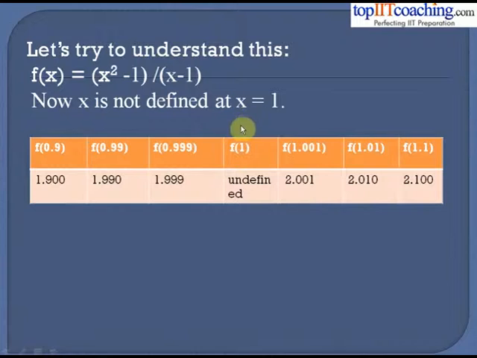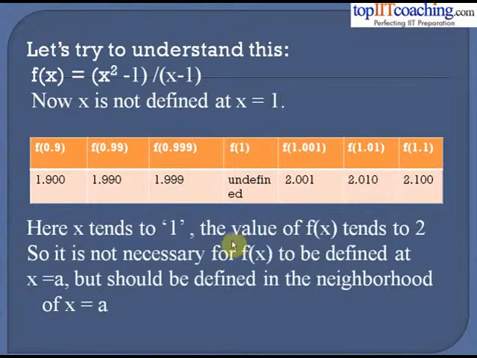So we see that the values of f(x) tend to 2 when x tends to 1. It is not necessary for f(x) to be defined at x equal to a, but it should be defined in the neighborhood of x equal to a. We have seen that at x equal to 1, this function is not defined, but in the neighborhood of x equal to 1, it is defined and its value is very much close to 2. Hence we can say that limit x tends to 1, f of x is equal to 2.